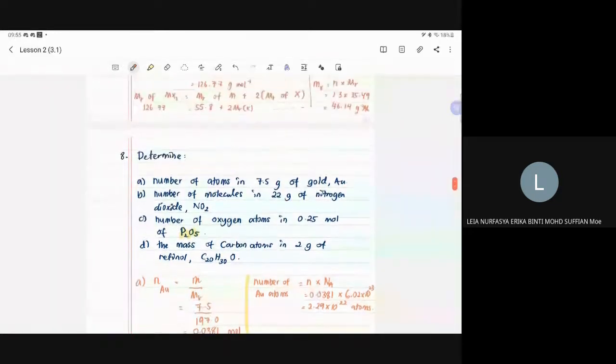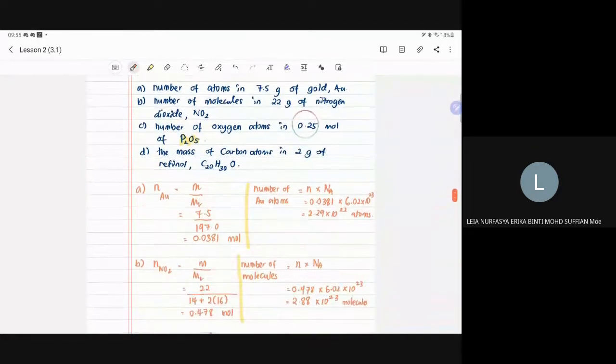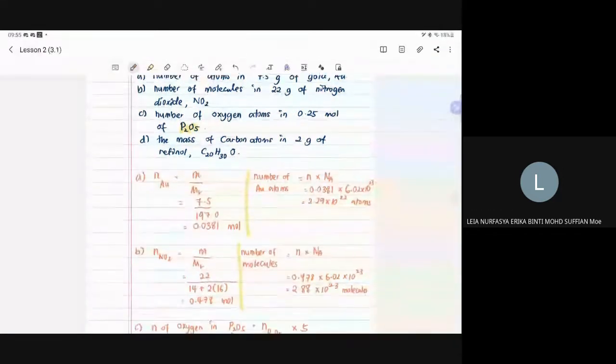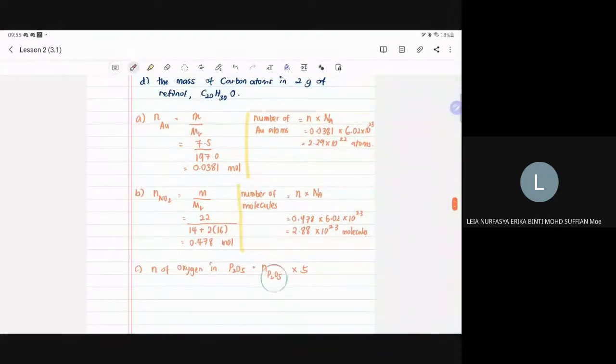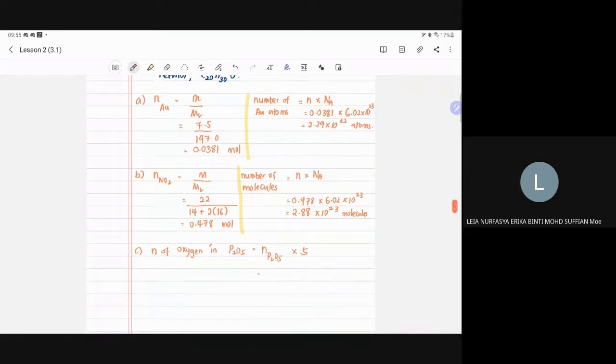Okay. So, kita ada number of mole dia 0.25. Ini untuk P2O5. Kita cari number of mole of oxygen dulu. Okay. So, oxygen untuk setiap satu P2O5 ada 5. Jadi, nak cari number of mole of oxygen dalam P2O5 ni adalah 5 darab dengan number of mole of the P2O5. So, you should get 0.25 times 5. You should get 1.25 mole.